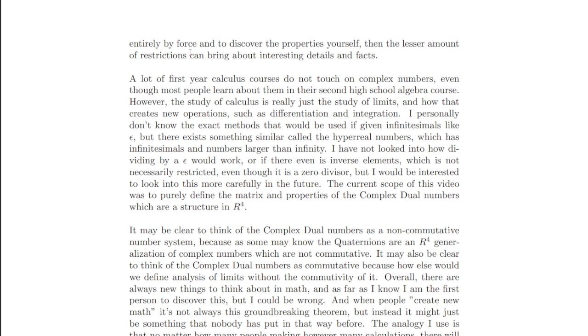But there exists something similar called the hyperreal numbers, which has infinitesimals and numbers larger than infinity. I'm sure you could probably expand the dual numbers to some version similar to the hyperreal numbers, because I don't know how you would divide, or even if there would be inverse elements, because epsilon is a zero divisor. It's a non-zero zero divisor. But that's not restricting it to not having inverse elements. I personally don't know how that would work.